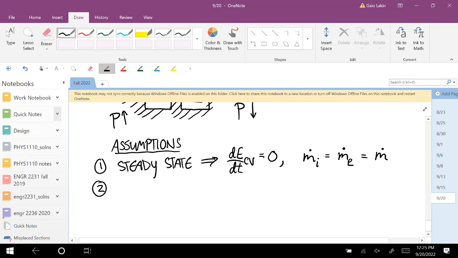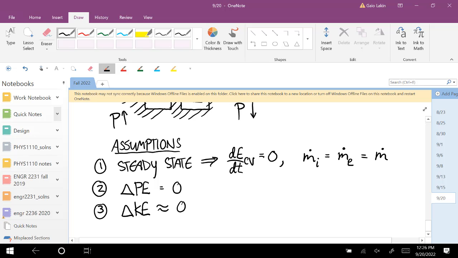Second, we're going to assume that there's no important change in potential energy. That seems reasonable. The third one is a little surprising because there is a change of speed of the gas as it goes through a turbine, but the contribution of kinetic energy in the first law is really small most of the time. So we're usually going to ignore kinetic energy.